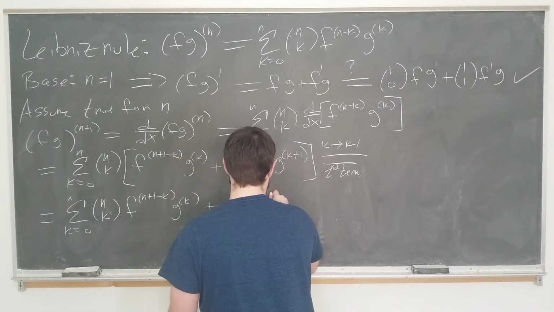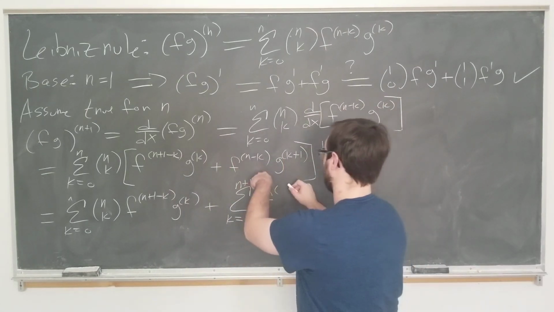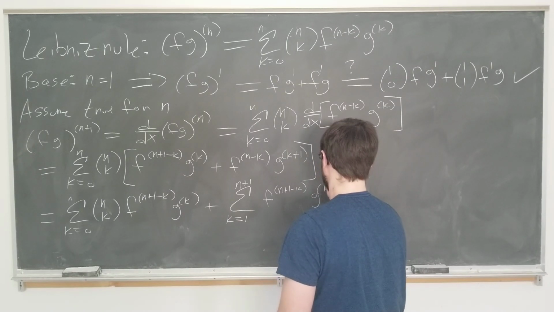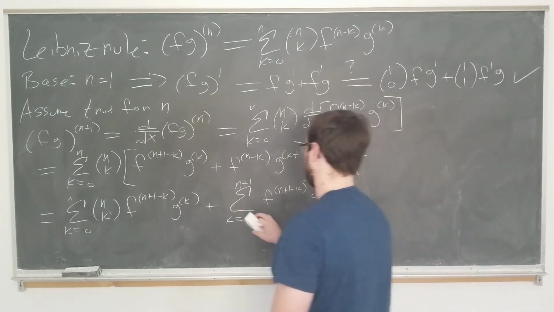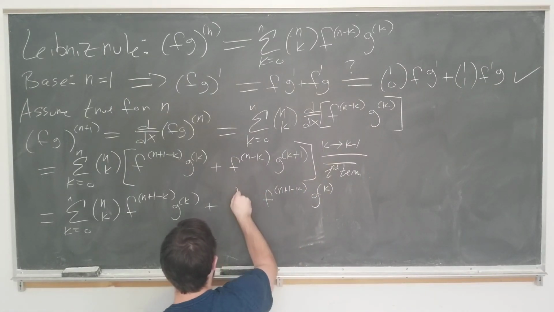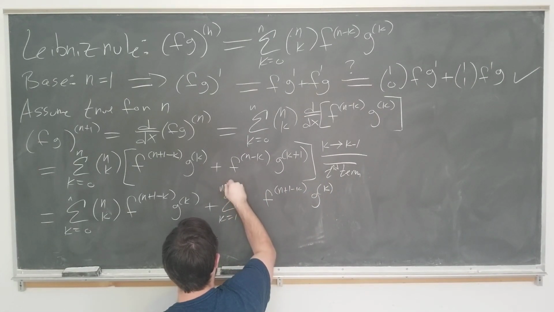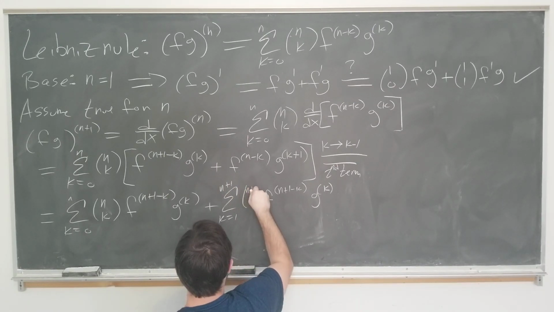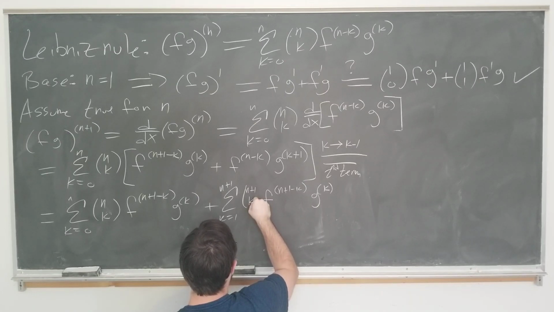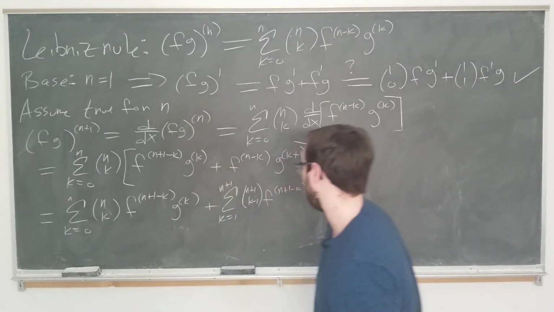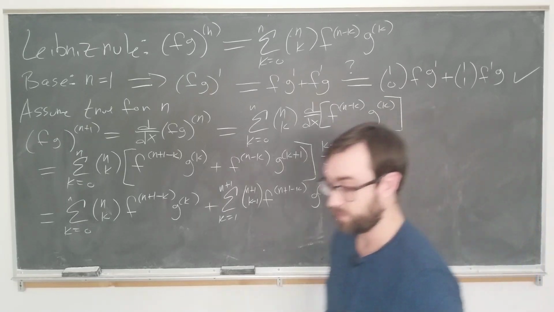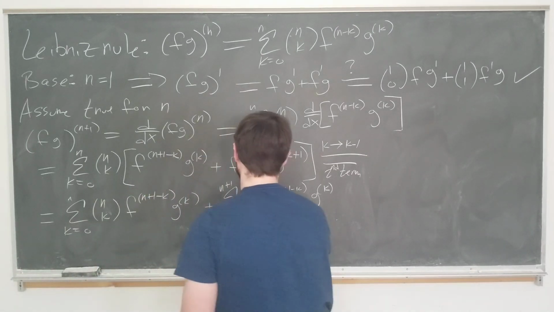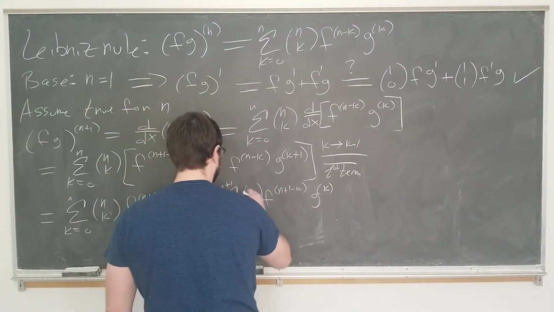Let k go to k minus 1. Okay, this becomes n plus 1 minus k. And this becomes g of k, exactly like what we want. We have k equals 1 to n plus 1 of n choose k minus 1. Okay. Pretty sure. Let's check. No, this one does not change. This is the same.